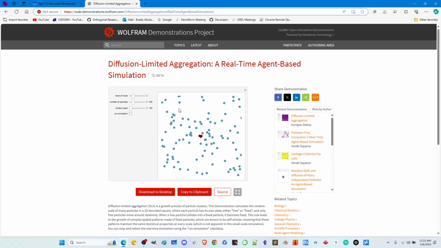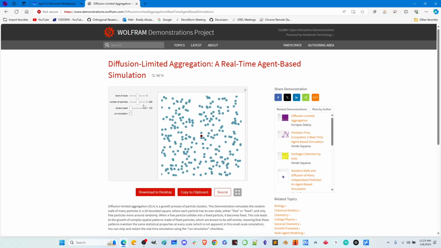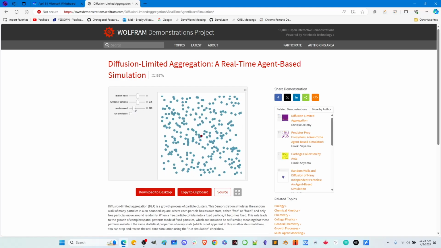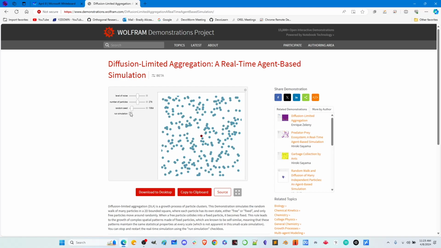This is, of course, our particles that are going to move around, and we can modify the level of noise, so we can modify the stochasticity of the model. We can modify the number of particles. So let's start with probably about half of the number of particles if we can. Okay, there we go. And then we give it a random seed, so that's just any number we'd like. And then we can run the simulation by ticking this box.